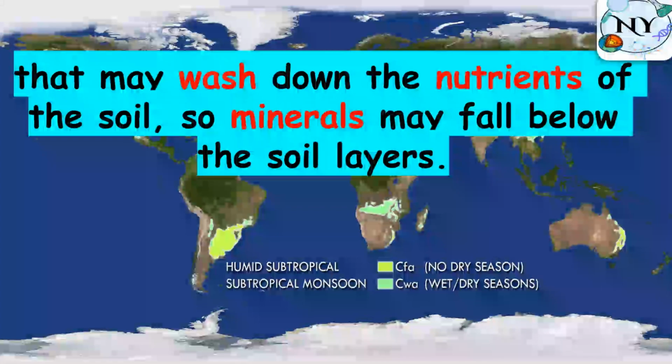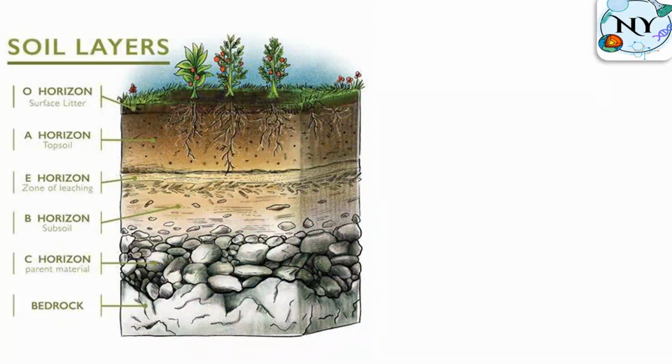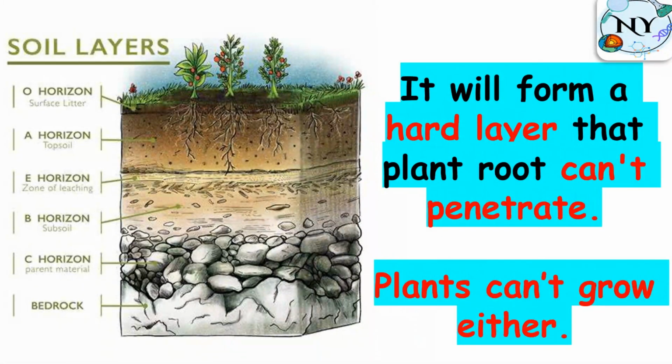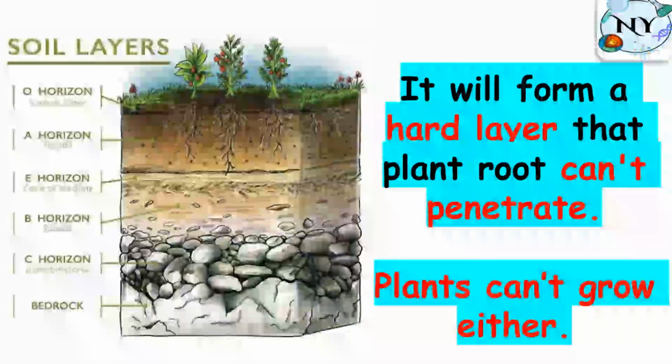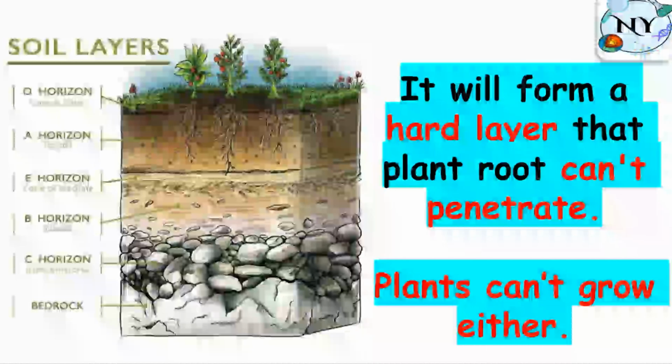Nutrients and minerals, which is called wash down. So nutrients and minerals will move downward into other layers of the soil. So it leads to formation of a hard layer that doesn't allow roots of the plant to penetrate and absorb nutrients. Okay, so it will form a hard layer the plant root cannot penetrate and plants cannot grow either.